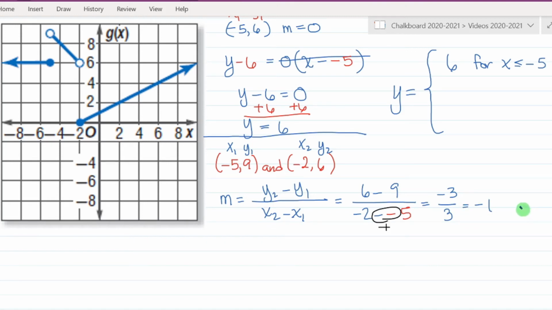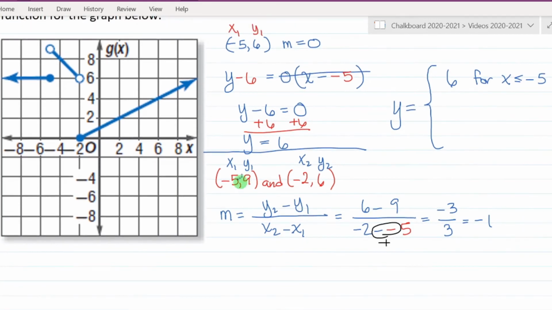Okay? Now, you have your slope. You also have 2 points. You have this point and this point. Are either of these a y-intercept? No, because they don't start with 0. And you can plainly see this is not a y-intercept, it's not on the y-axis, and this is not a y-intercept, it's not on the y-axis. So we can't use y equals mx plus b. All right, we're going to use point slope again.